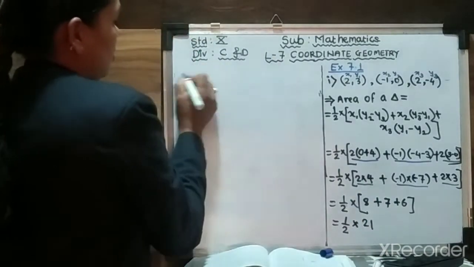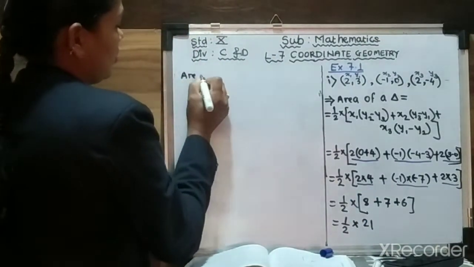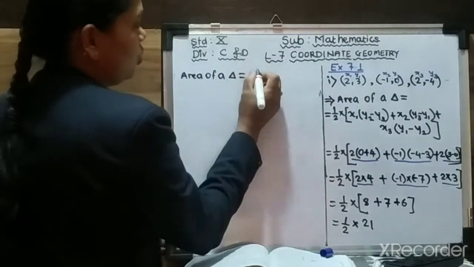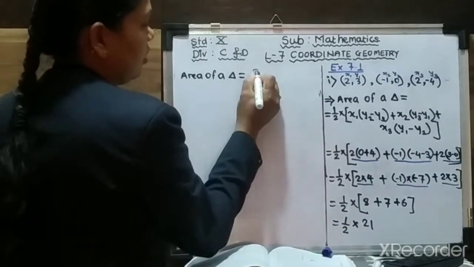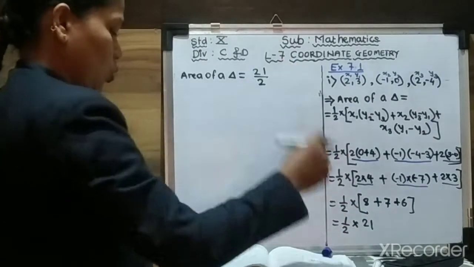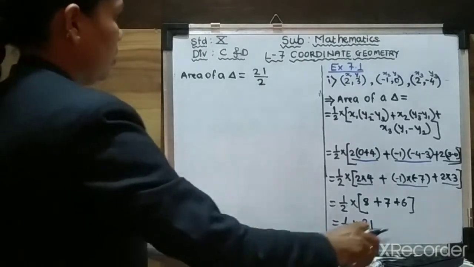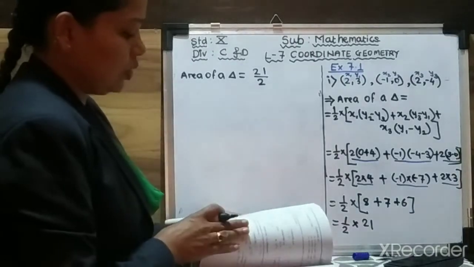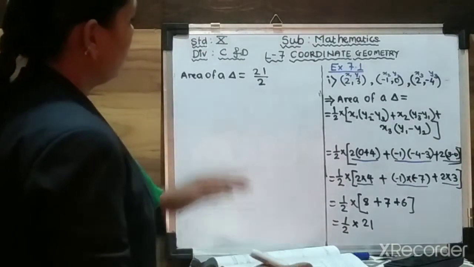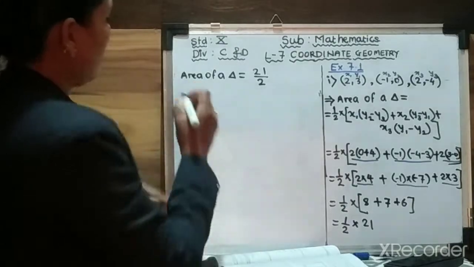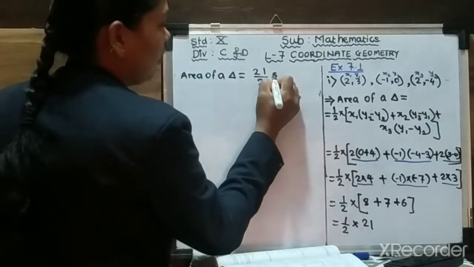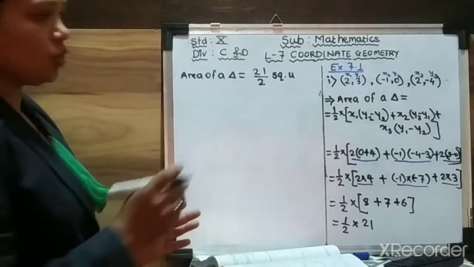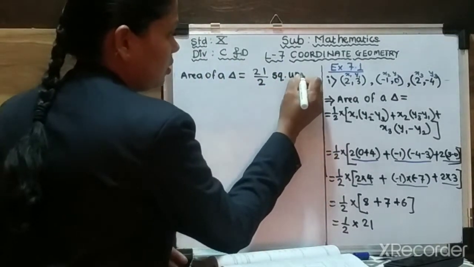So I'll write here, area of a triangle equals to 21, we will multiply with the 1, so 21 upon 2, right? So this is the area which we have got over here. After this we have found out area, na? So after finding out area, write it down square. Now centimeter meter is not given, so we will simply write square unit.